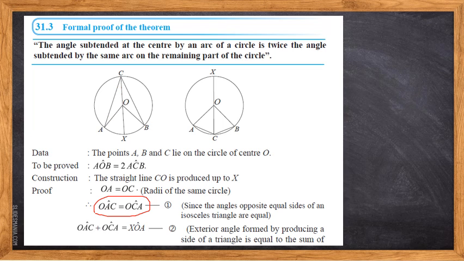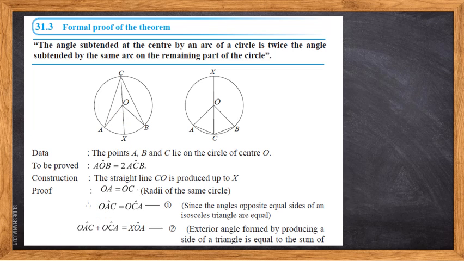Okay. Then also there is another theorem that we can use. If you can remember, when you produce a side of a triangle like this, here CO has been produced to X. There is an exterior angle that forms here. The exterior angle formed by producing a side of a triangle is equal to the sum of the two interior opposite angles. Then we can use that to get this result.